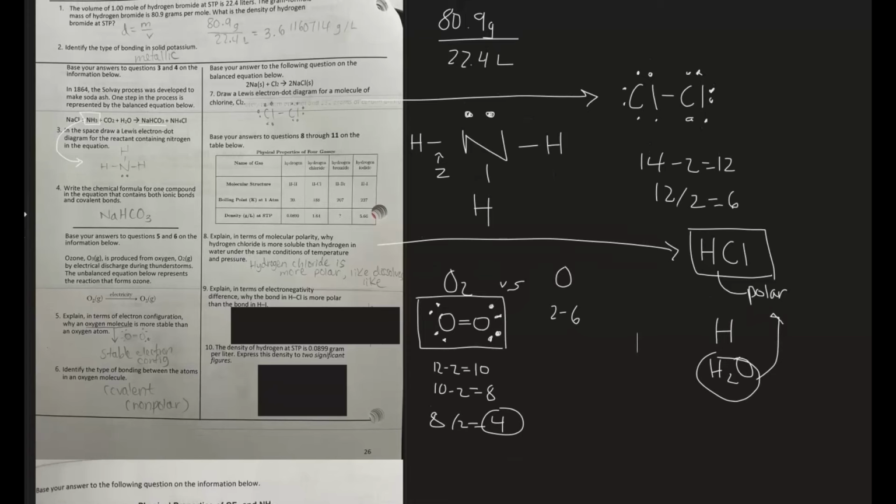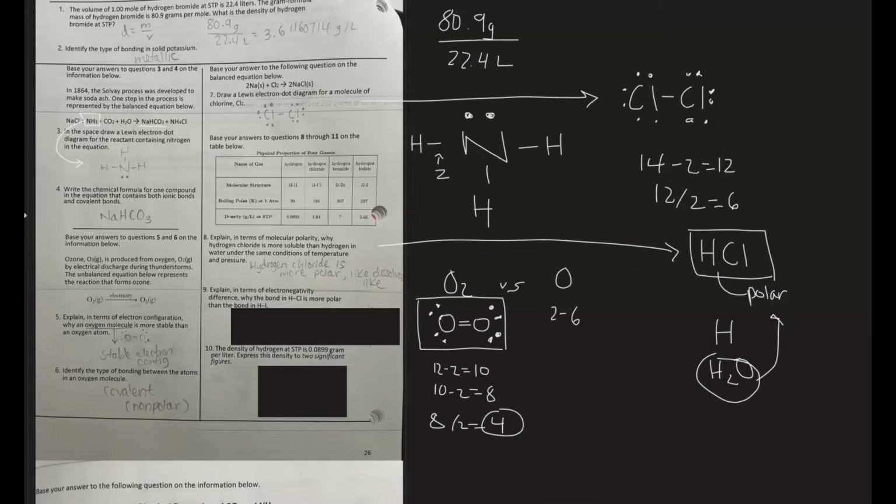Number 9, explain in terms of electronegativity difference why the bond in HCl is more polar than the bond in HI. So for this, take out your reference table and look up their electronegativity. So hydrogen's electronegativity is 2.2, and then chlorine's electronegativity is 3.2. So that's a difference of 1. So let's keep that in mind. So now we want to look at iodine's electronegativity. Iodine's electronegativity is 2.7. So 2.7 minus 2.2 is 0.5. So we know that HCl has a greater electronegativity difference.